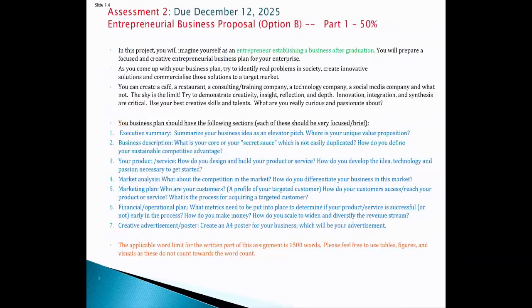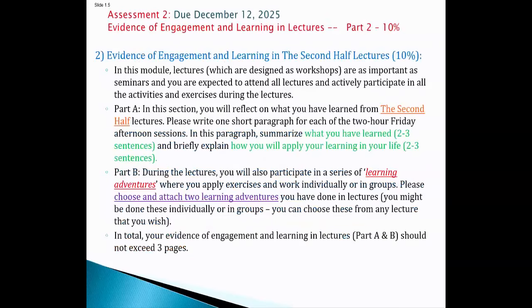So that part is 50%. And then lecture evidence is the same again as with the last part. You just do the same. Not the Friday afternoon, forget about it. It's Tuesday mornings. Sorry about the typo, Tuesday mornings. So you write a summary again about each Tuesday morning. One paragraph about each Tuesday morning starting today. This is the first week of the second half. You only include second half lectures.